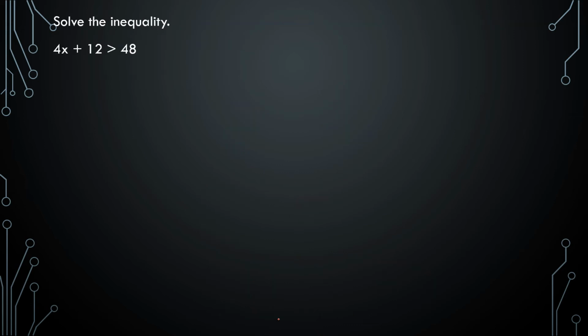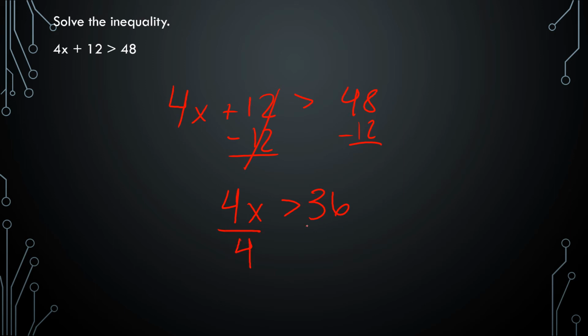Now, here's just another problem. We're just going to solve this inequality. I'm going to rewrite it over here so that it's a bit bigger. Again, same way you would an equation, except you have the inequality instead of an equal sign. So I'm going to start by subtracting 12 from both sides. These cancel. I'm left with 4x is greater than 36. Divide both sides by 4 to undo that multiplication, and I'm left with x is greater than 9. So the final answer for this one would be x is greater than 9.